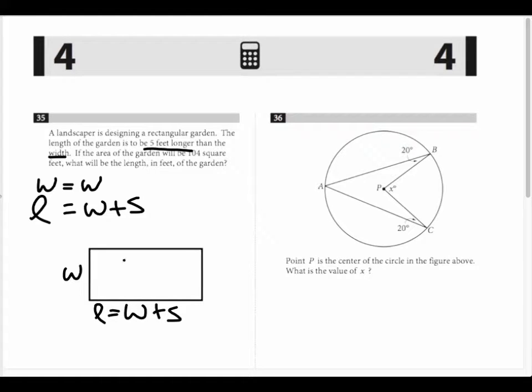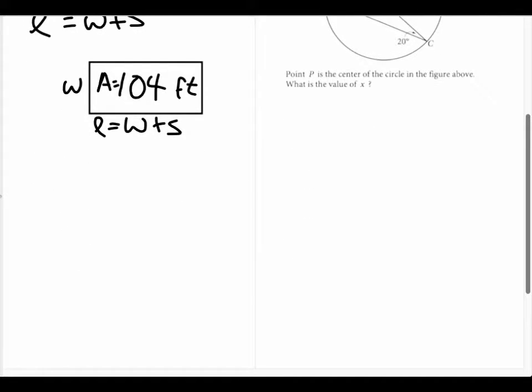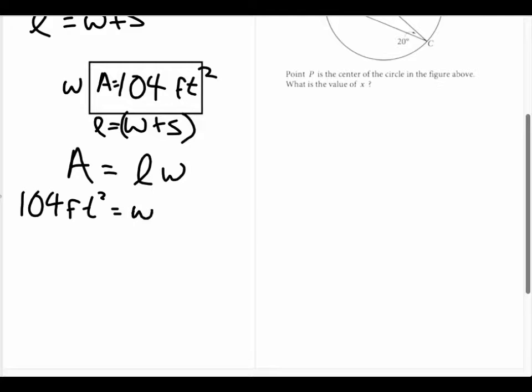Cool. It says the area of the garden is 104 square feet. Well now, how do I solve that? If the area is 104 square feet, what's the formula for the area of a rectangle? Length times width, right? Well, the area is 104 feet squared, and the length is technically W plus 5 times the width, which is just W, right? Okay, cool. Let's plug this in.